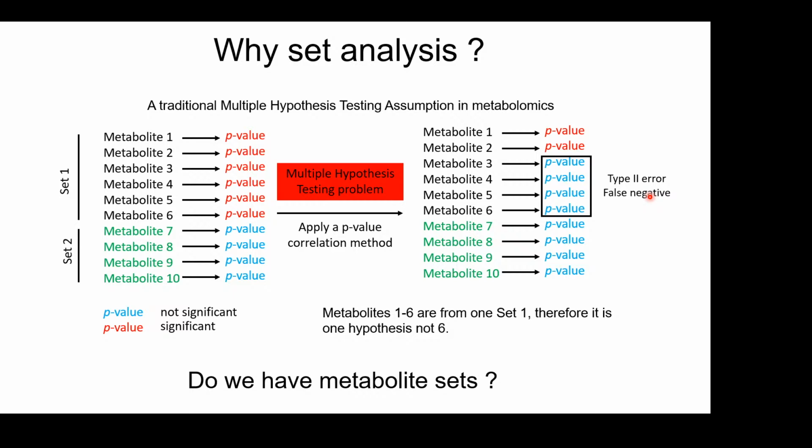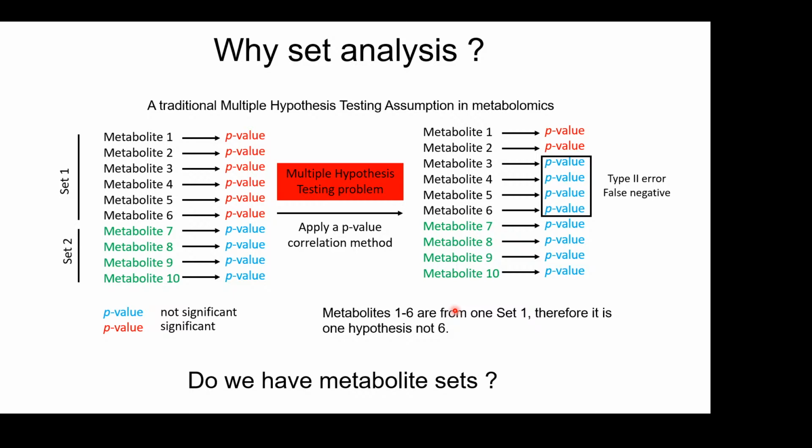Untargeted metabolomics is really important here because in many settings it is a discovery tool. In that case, we are looking for new biological insights, something we never studied or completely missed. Applying multiple hypothesis testing on individual metabolite p-values, we will be missing those insights because p-value correction causes an increase in false negative rates. That justifies why we need to do set analysis.